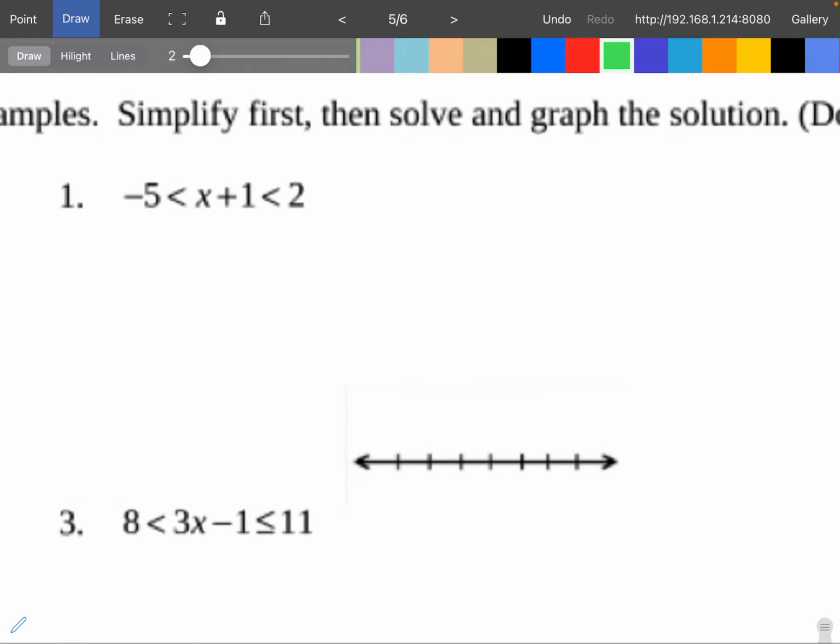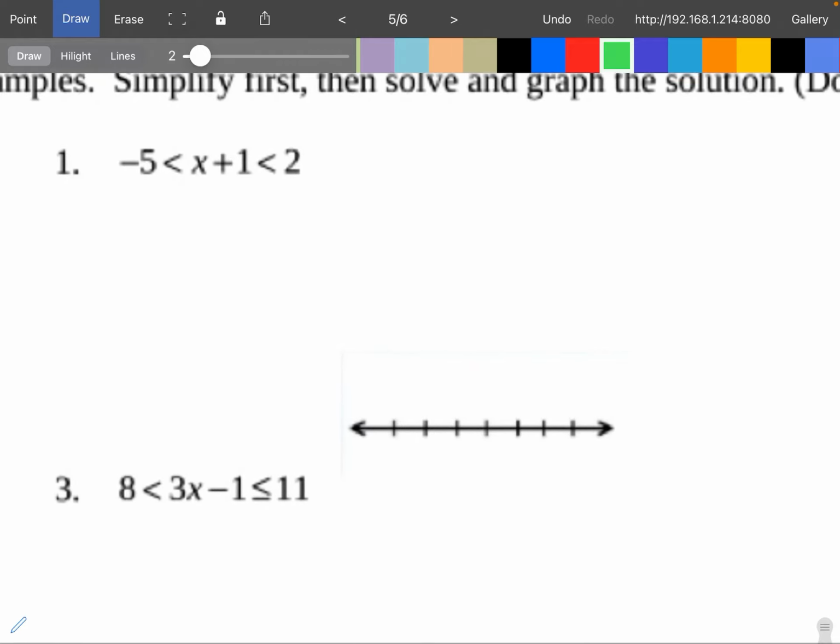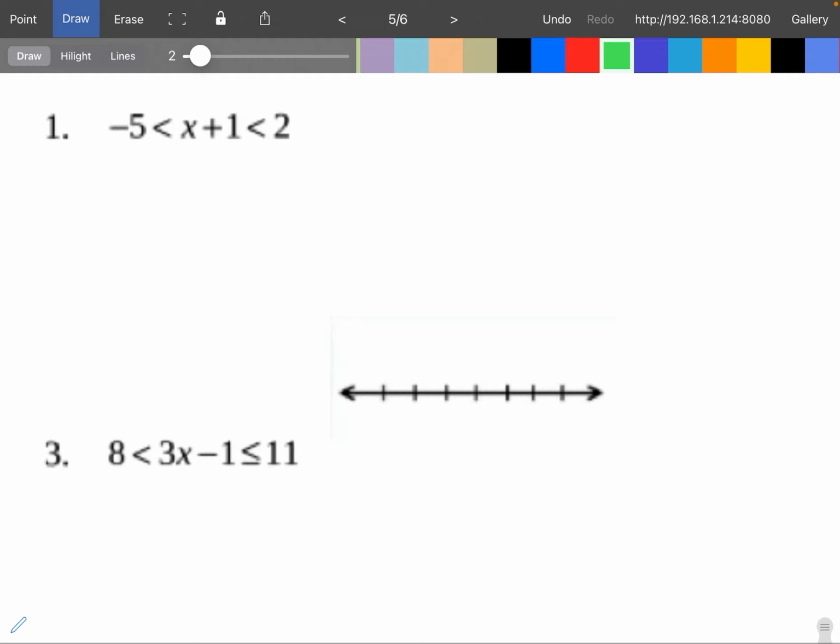So let's do the problems. I'm actually going to do 1 and 3 first because those are ands. And then I'll do 2 and 4 afterwards. Those are the ors.